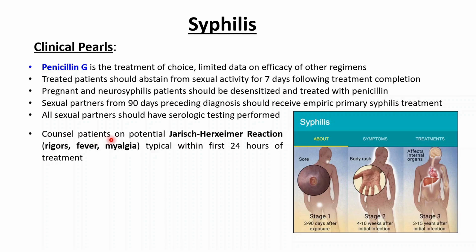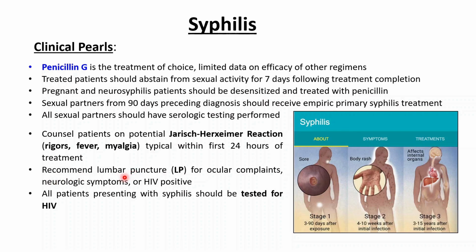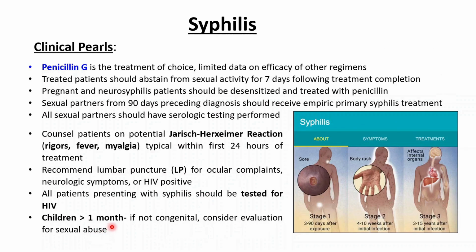You should counsel patients on potential Jarisch-Herxheimer reaction, which includes rigors, fever, myalgia, typically within the first 24 hours of treatment. It's recommended for your patients to have a lumbar puncture for ocular complaints, neurologic symptoms, or if they're HIV positive. All patients presenting with syphilis should be tested for HIV. Children greater than 1 month, if not congenital, consider evaluation for sexual abuse.